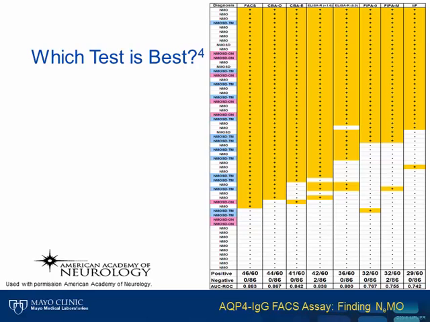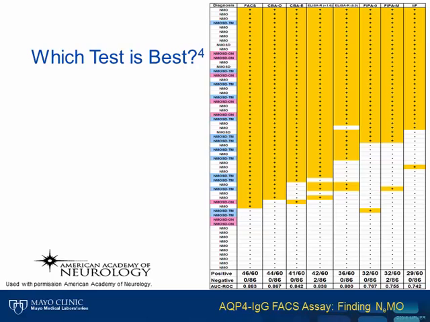So which test is best? Well, as I said, we originally started off back in the late 90s with indirect immunofluorescence assay as the method of detection. We then moved to immunoprecipitation assay, or IPA. We then replaced that with an ELISA. And more recently, we have been offering a cell-based assay.